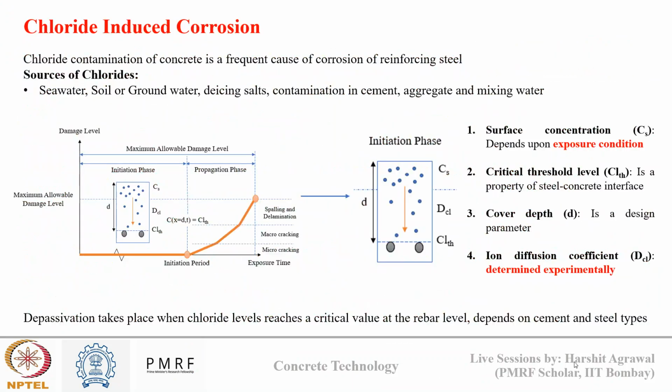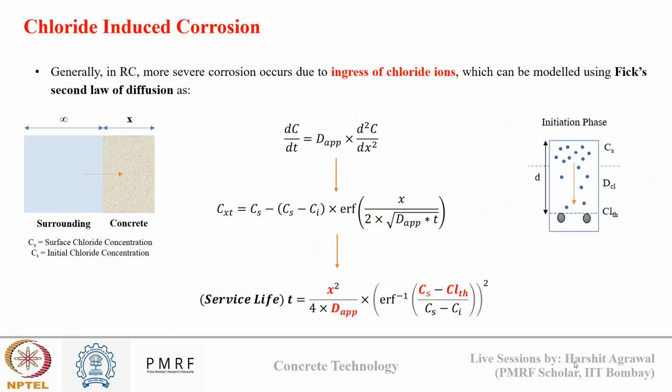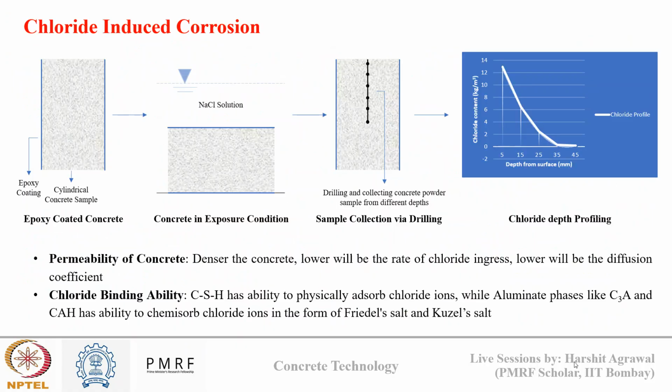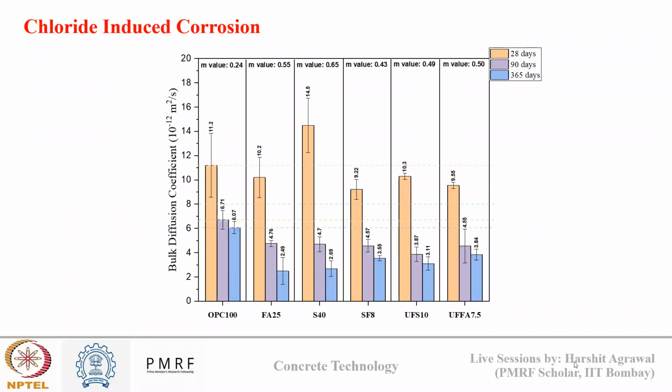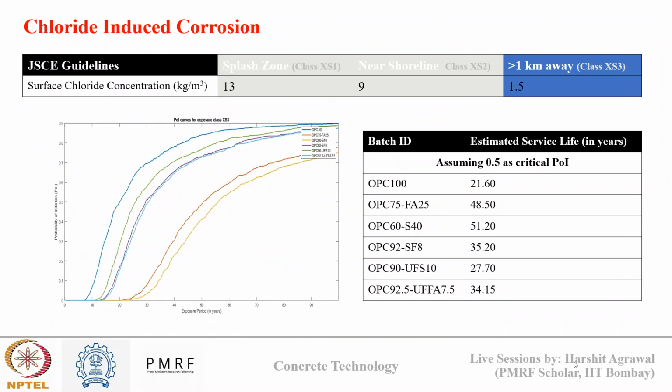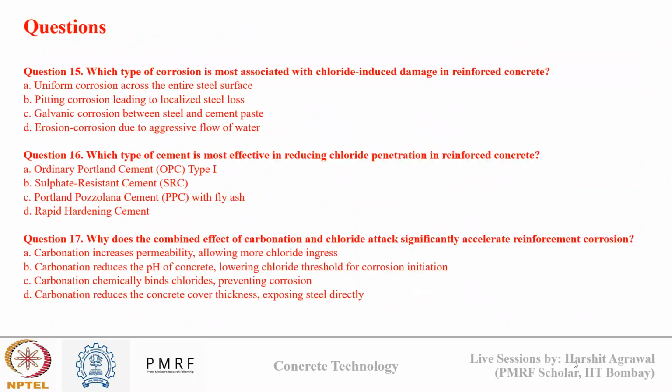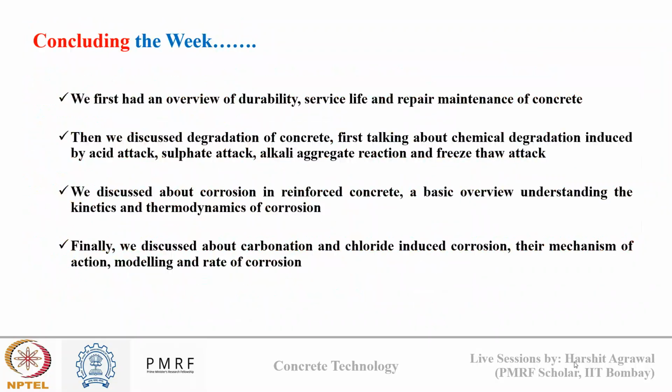We'll first talk about how chloride corrosion occurs, what different parameters affect chloride corrosion, how we derive the initiation period using Fick's second law, how we estimate the diffusion coefficient in laboratory conditions through testing, how different concrete grades affect the diffusion coefficient, and how finally we predict the service life. That discussion we can do in the next session. So for now we'll conclude the discussion.